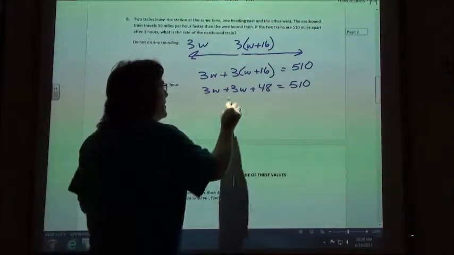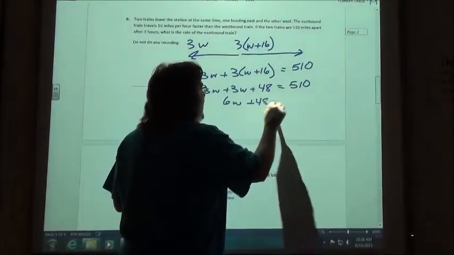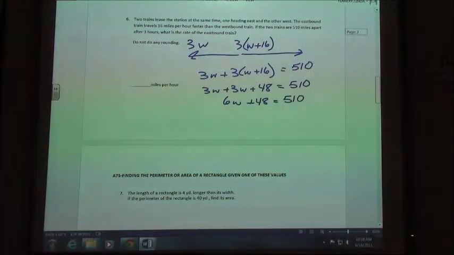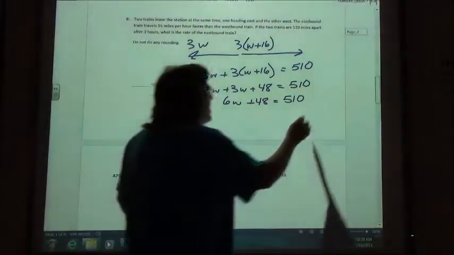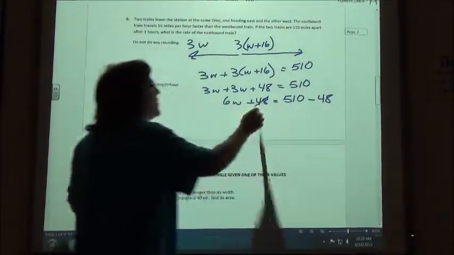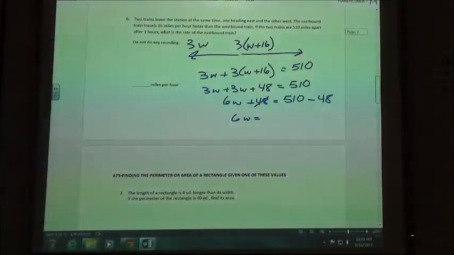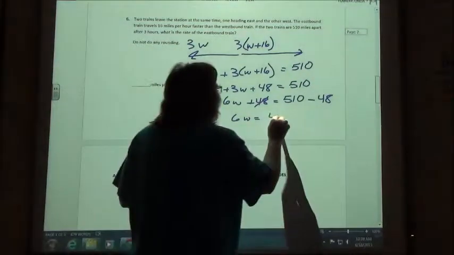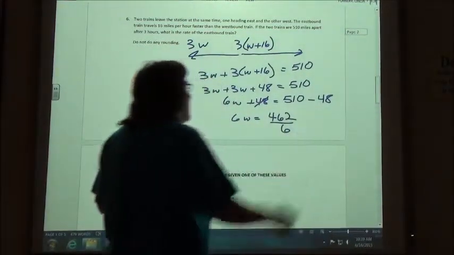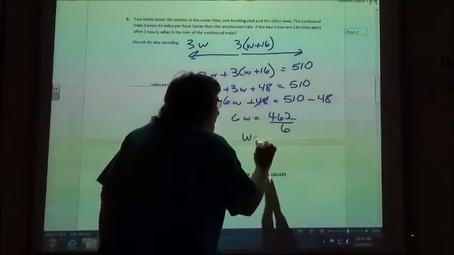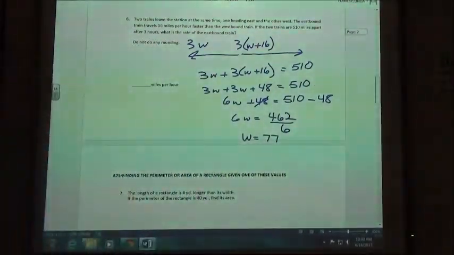Combining my like terms, 6W plus 48 equals 510. Now I'll let you subtract for me, just so I don't get the wrong number. I've got to minus my 48 to move it over to the other side. So 510 minus 48 would be 462, and if I divide that by 6, 77. So the westbound train is going 77 miles an hour.